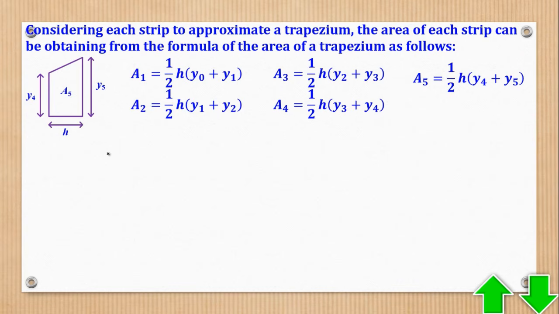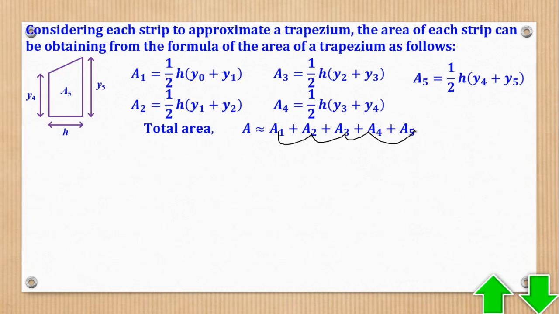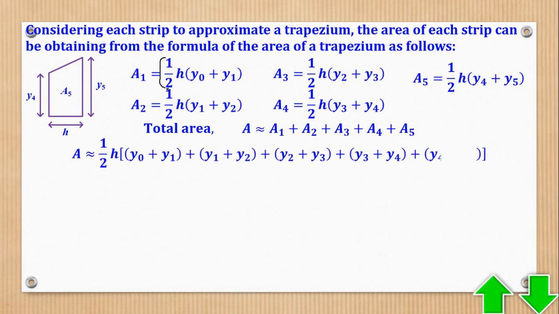So now we shall state our total area. The total area is approximately equal to A1 plus A2 plus A3 plus A4 plus A5. We are using the approximate sign because the area we are getting is an approximate value. Remember, the actual value of the area is got using calculus. So we are going to substitute. For each area, a half h is common, so we factor it outside, then put the remaining part inside the box bracket. For A1, this is what is remaining. For A2, this is what is remaining. For A3, for A4, and for A5, this is what is remaining.